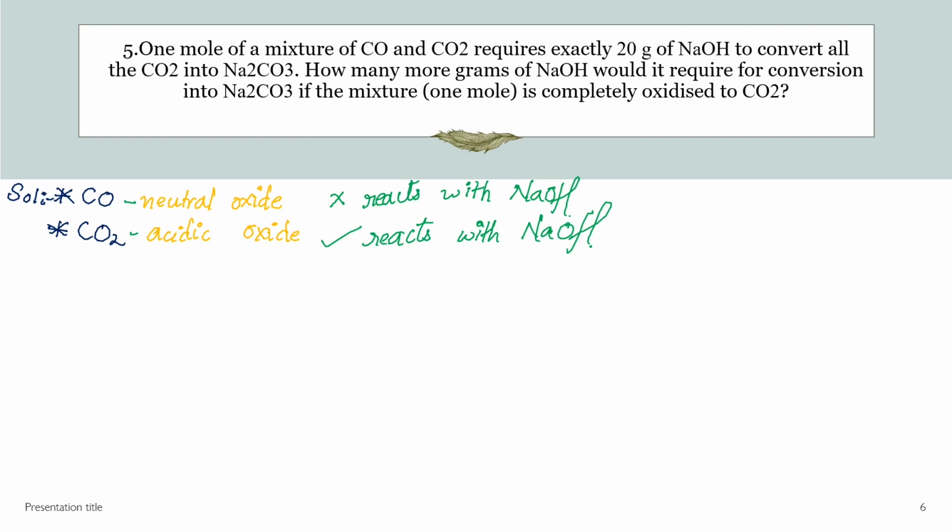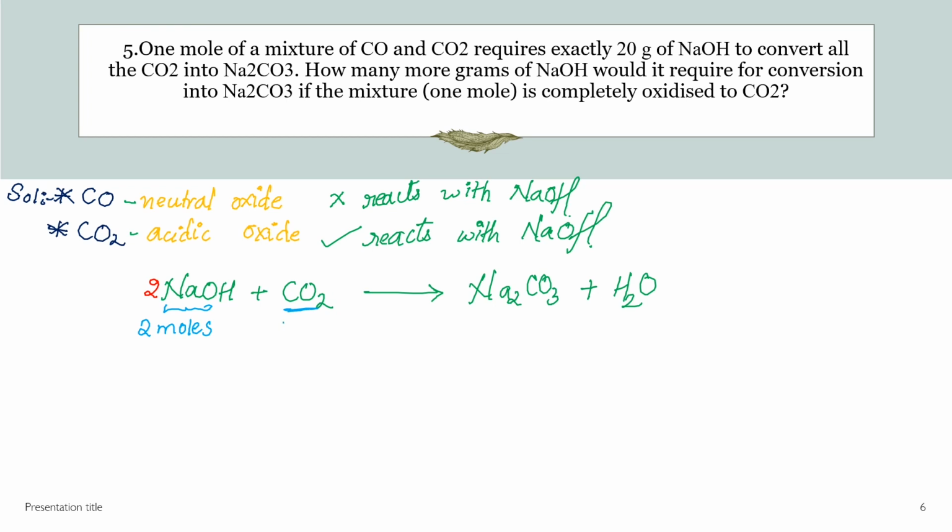That is NaOH plus CO2, which gives rise to Na2CO3 plus H2O. So this reaction is not yet balanced. To balance, I'm just adding 2 NaOH. So now the reaction is balanced. So from this, we can understand that NaOH contains 2 moles, right? Whereas carbon dioxide contains only 1 mole.